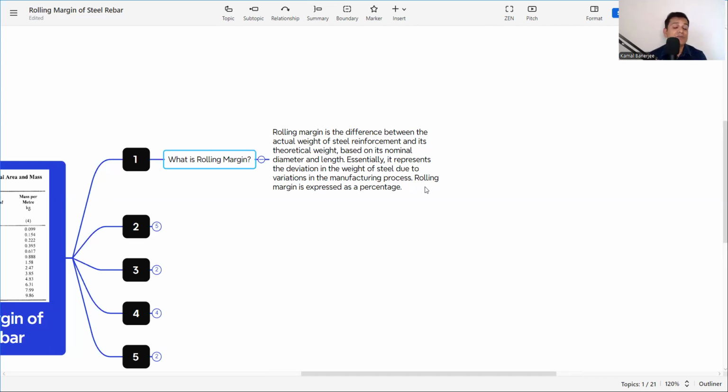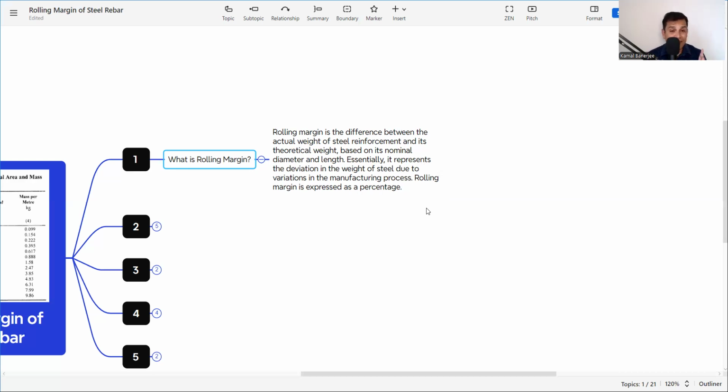Now, when this rebar is coming to the site, it is our duty to check what the unit weight is, or in the running meter, how much the steel bar weighs, and the difference or percentage is called the rolling margin. Essentially, it represents the deviation in weight of the steel due to variation in the manufacturing process. Rolling margin is expressed as a percentage.